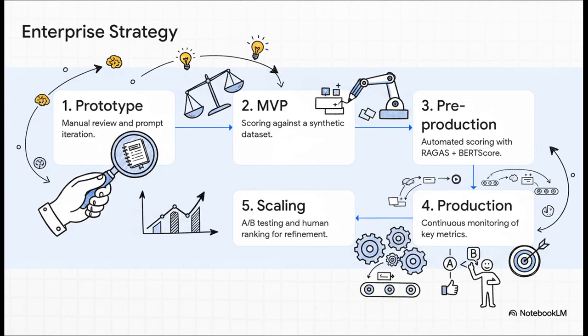You start small with manual reviews when you're just prototyping. Then, as you build out an MVP, you start bringing in some automated scoring. By the time you get to production, it's all about continuous monitoring. And once you're at scale, you're using sophisticated stuff like A/B testing to constantly tweak and improve. It's a journey of getting more and more sophisticated over time.